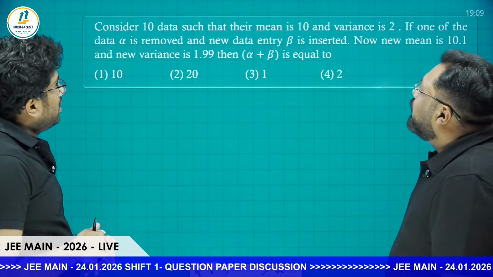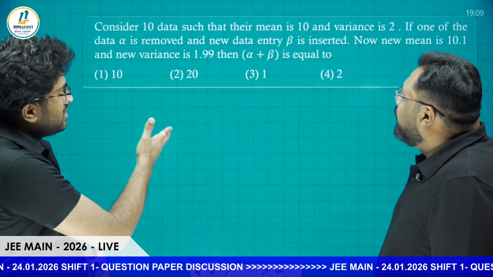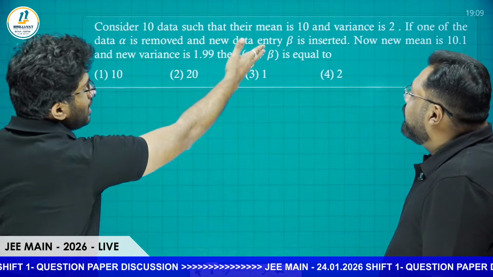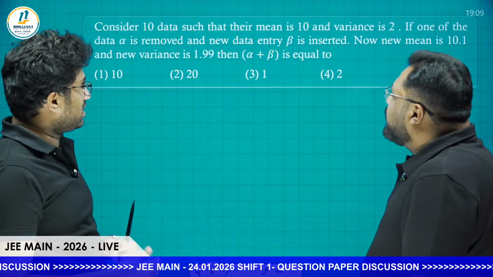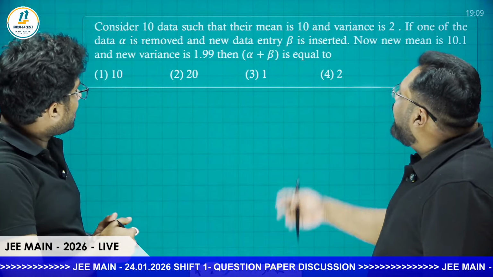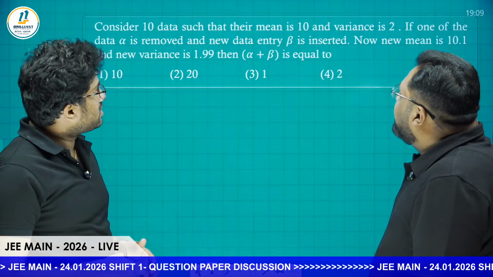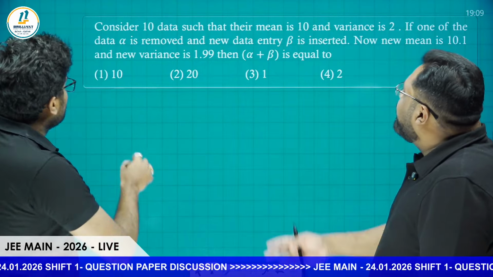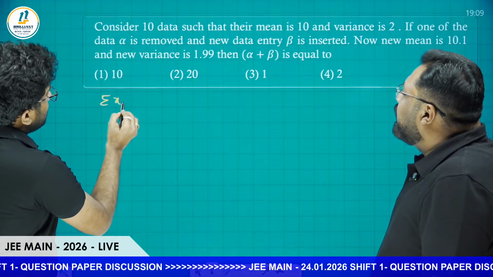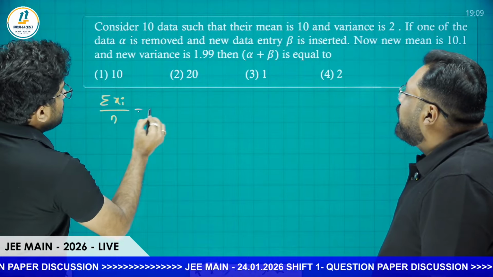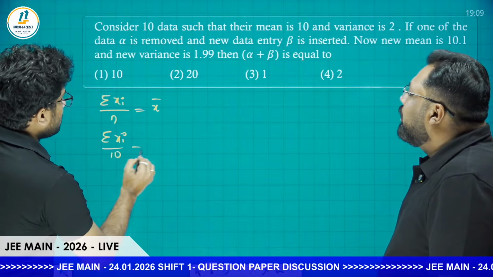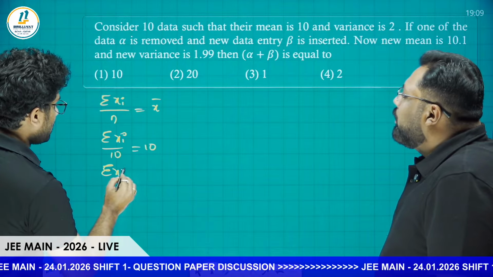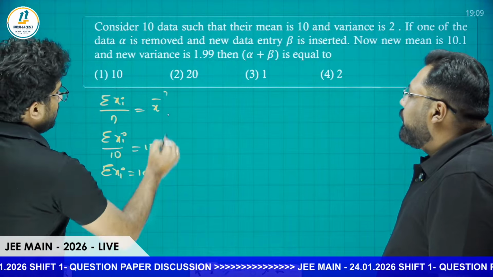Again, a question from statistics. Same type of question. They will be giving the mean, they will be giving the variance, and they will be asking us to find some unknown values. So consider 10 data values, that means they have given 10 observations such that their mean is 10. Sigma xi divided by n is equal to x bar. So given sigma xi divided by 10 is equal to 10, from here sigma xi is equal to 100.